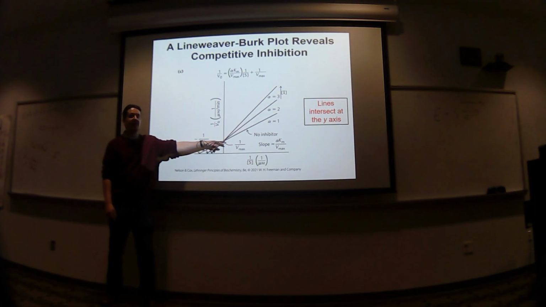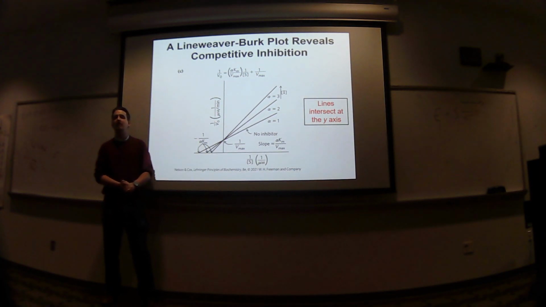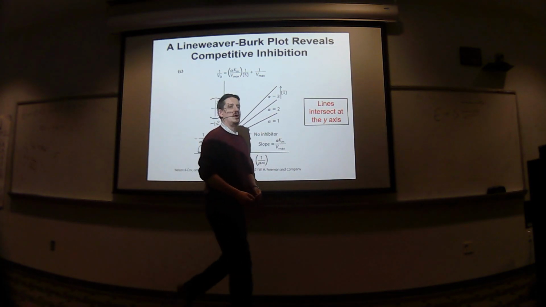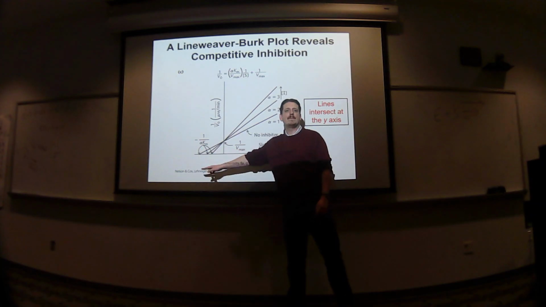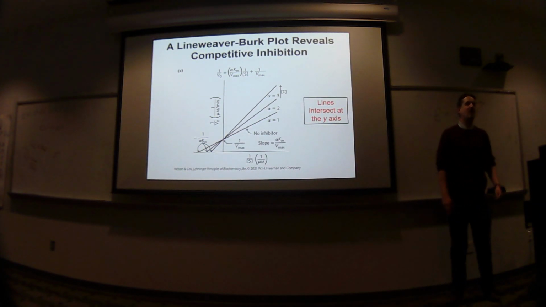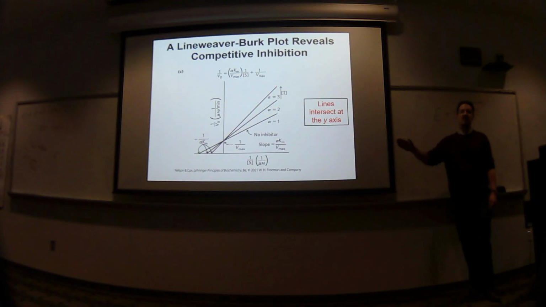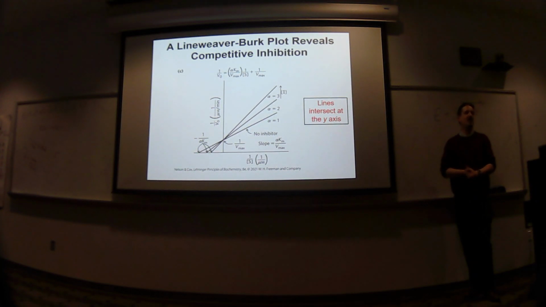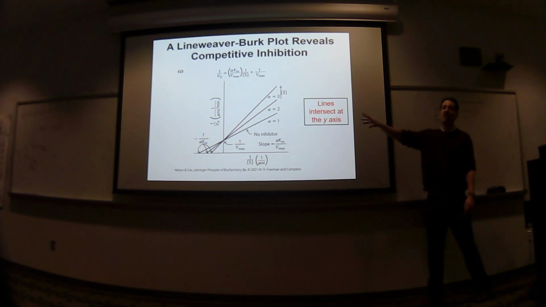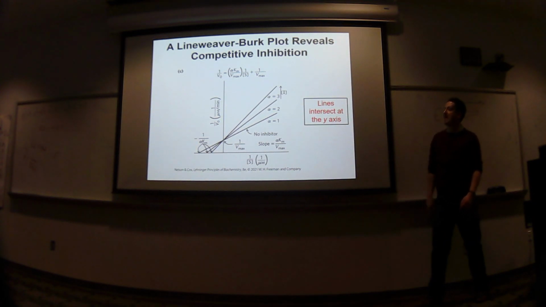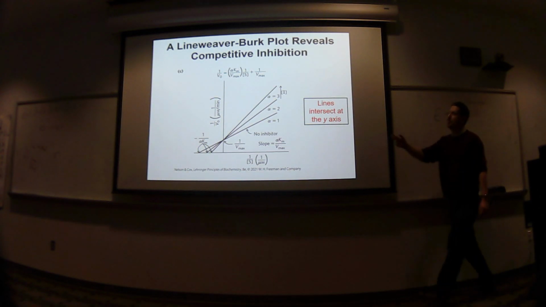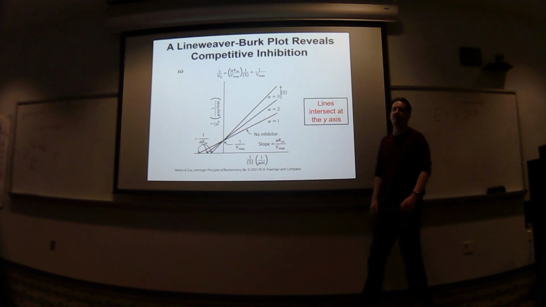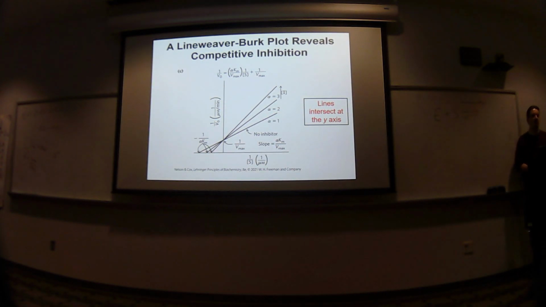If they intersect here, then you've got a competitive type inhibitor. Whereas if they intersect here, you've got a non-competitive type inhibitor. The other types of inhibitors will come up in a moment, and they have a signature look to them. But the lines intersect at the y-axis. Why? Because that demonstrates Vmax has not changed, Km has changed. And also the slope has changed, right? Because the slope is Vmax over Km. So that's going to change and get steeper.